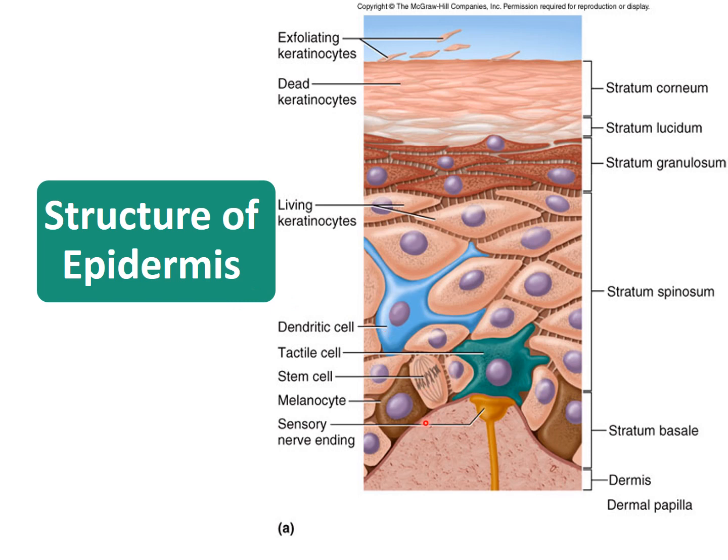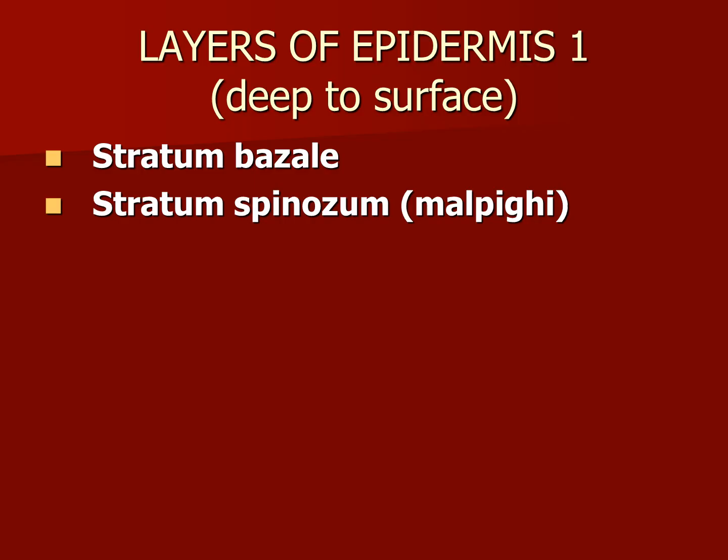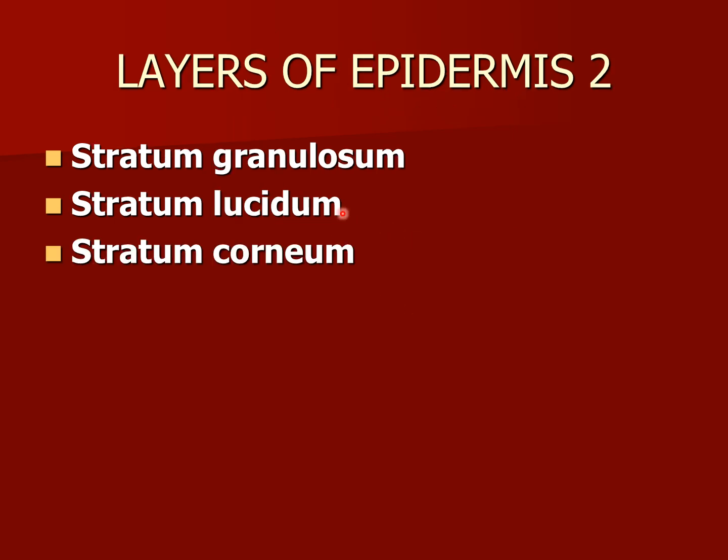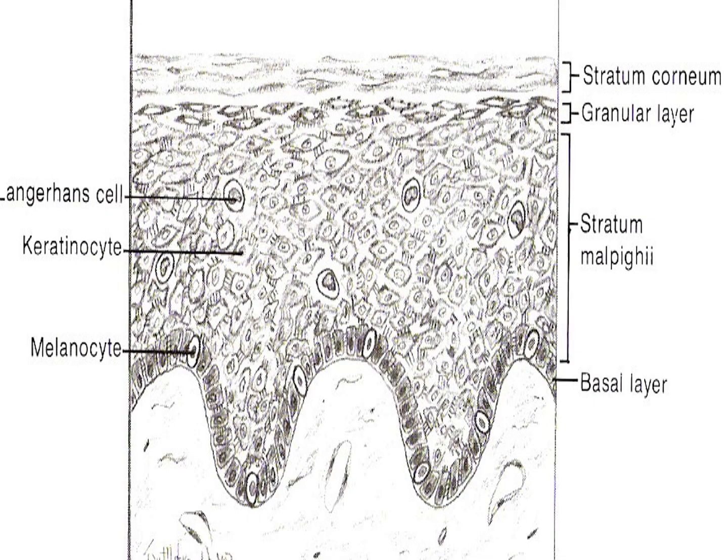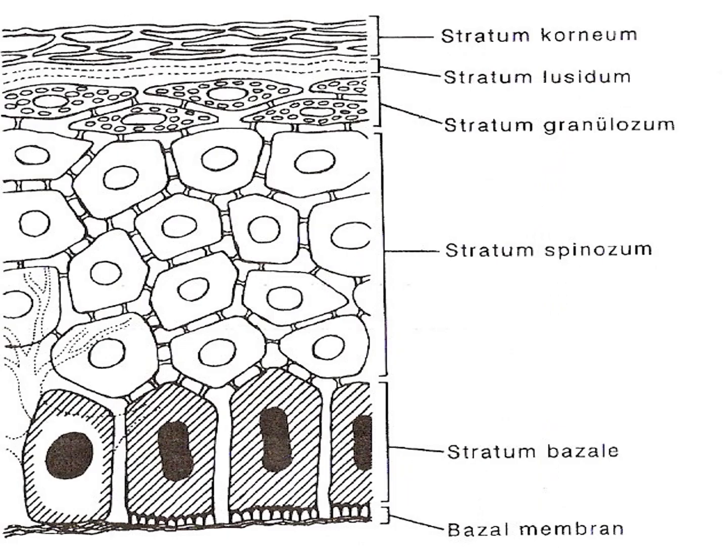In this picture we can see melanocytes, tactile cells, dendritic cells. Stratum basale and stratum spinosum together form one layer of epidermis, and more superficial are granulosum, lucidum, and corneum. In this picture we can see the basal layer touching the dermis here. Again: stratum corneum, stratum lucidum, stratum granulosum, stratum spinosum, and stratum basale.